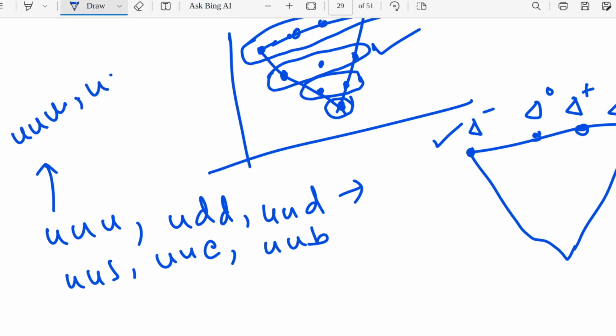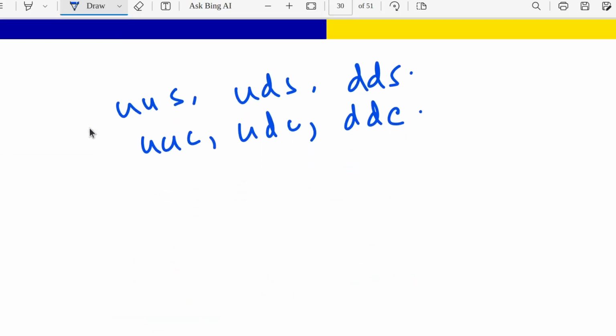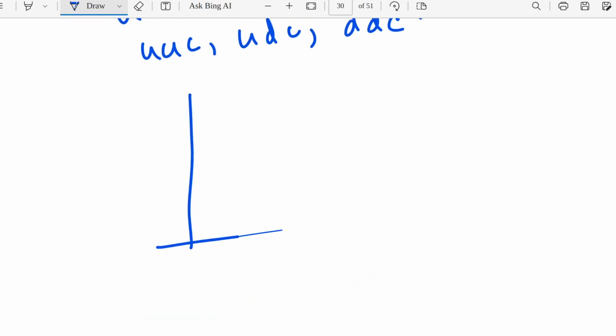UUU, UUD, UDD, and also there should be one more, DDD, right? So you can see that from this quark content, we can have the idea that it will be an isospin quadruplet, not a triplet. But how can I write these things? Okay, I am telling you one trick so that you can understand simply.